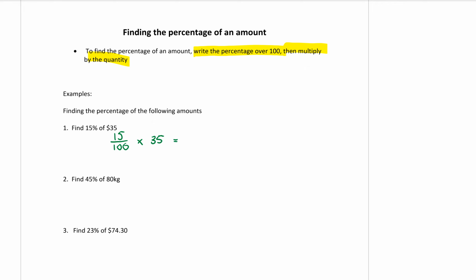Please make sure that you show that working out. I don't want to just see a whole list of answers only when I look at your workbooks. You need to do the whole thing. So grab your calculator and type in 15 over 100 times 35. And what did you get?